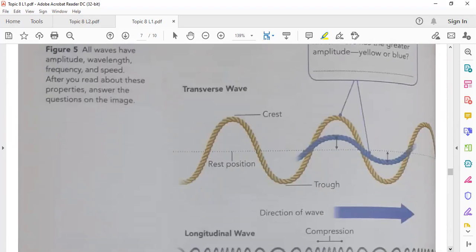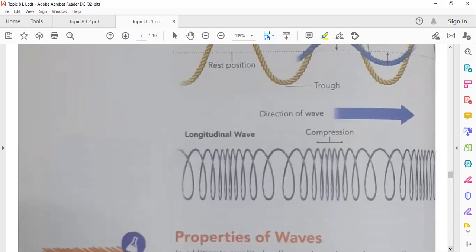Again, I want to remind you of the important properties of transverse waves. This is the crest. This is the rest position. This is a trough. Okay, this is a crest. And this is a longitudinal wave. This is a compression. Okay, this is a compression.